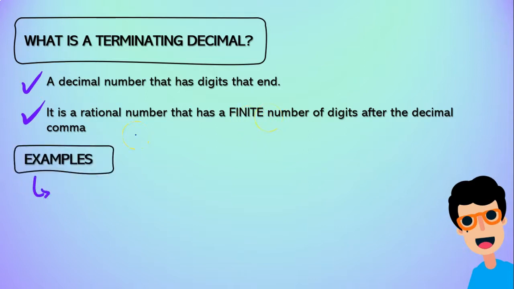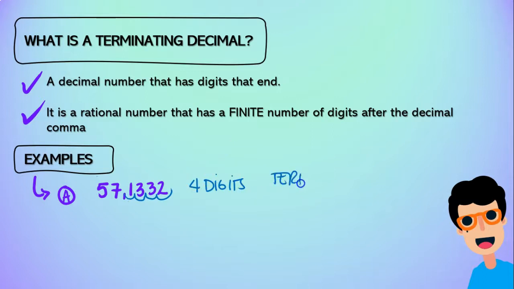Take a look at some examples. So example A is 57.1332. So again, this number right here has a finite number of digits after the decimal comma. So it has 1, 2, 3, 4 digits after the decimal comma. So that means that this is a terminating decimal. You have to remember that, guys. The number finishes, it doesn't have a line here. That means that it is a terminating decimal.